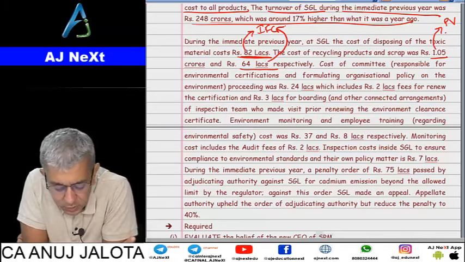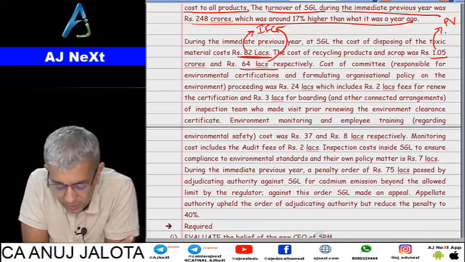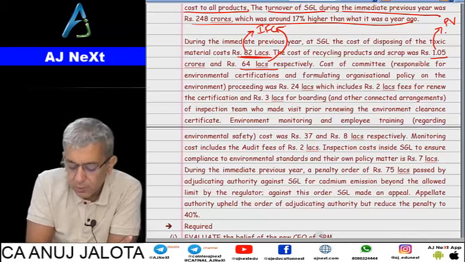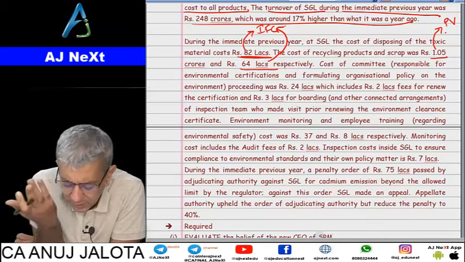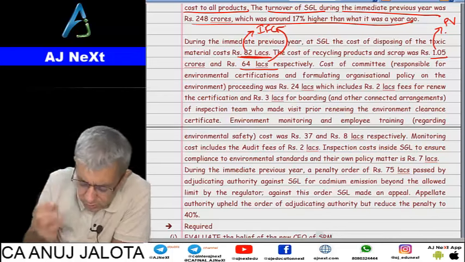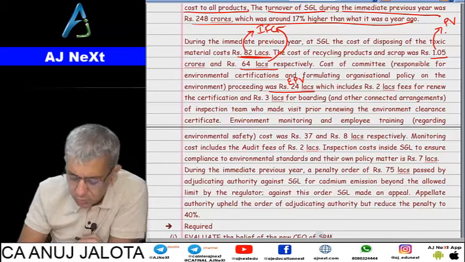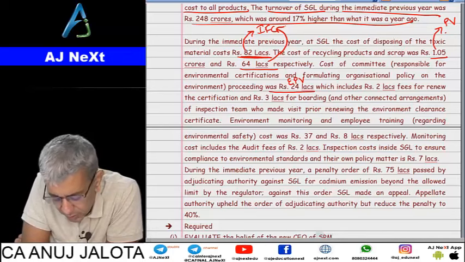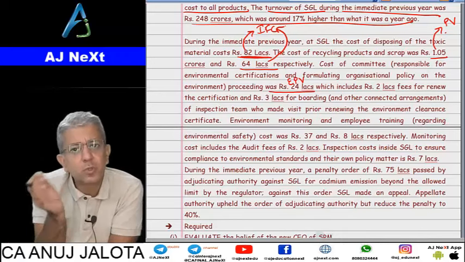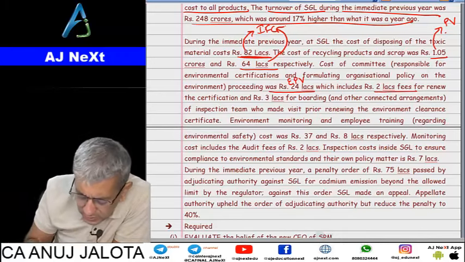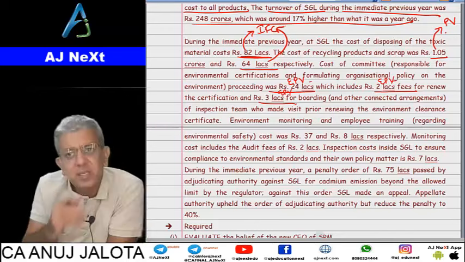Cost of the committee responsible for environmental certifications and formulating organizational policy on the environment proceedings was 24 lakhs. Now, any committee that will be formed to frame the environmental policies and so on will help to prevent losses. So, therefore, this cost in this case will be environmental prevention cost, which includes 2 lakh fees for renewing the certification and 3 lakhs for boarding. Any certification fees and so on are also part of such costs only. So all these things are also your environmental prevention cost only. In case you want, you can club all these three things or you can keep them separate.